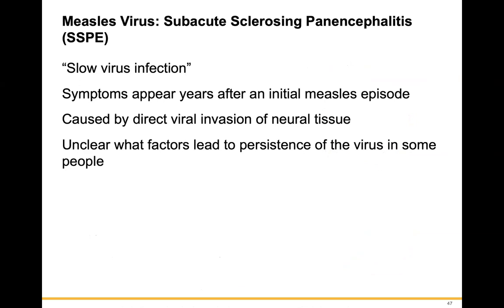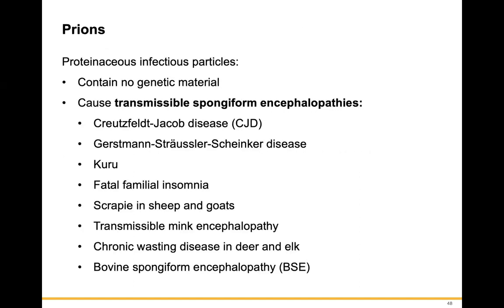Okay. Measles virus, we talked about this in chapter 18. Measles virus can cause subacute sclerosing panencephalitis. It's a very slow viral infection. Symptoms appear years after the initial measles episode, and it's caused by direct viral invasion of the neural tissue. It's unclear what factors can lead to the persistence of the virus in some people.